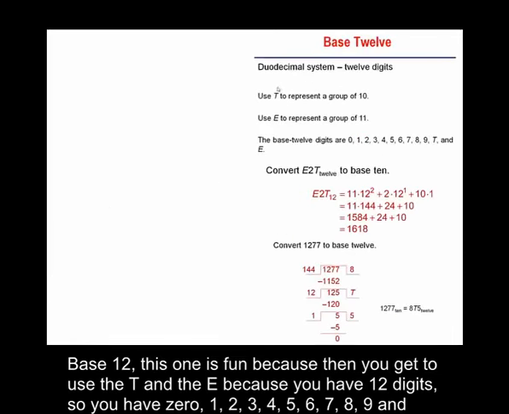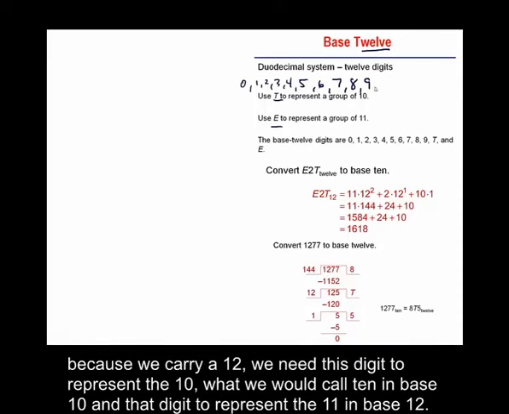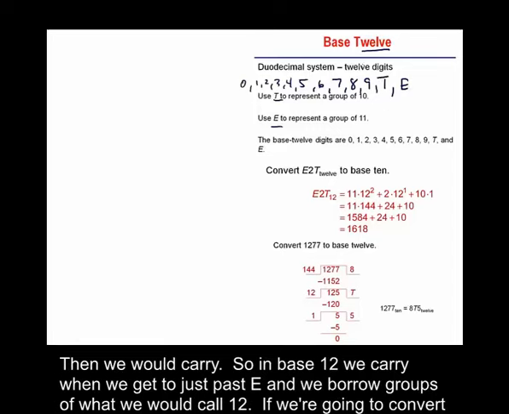Base 12, this one's fun because then you get to use the T and the E because you have 12 digits. So you have 0, 1, 2, 3, 4, 5, 6, 7, 8, 9. And because we carry at 12, we need this digit to represent what we would call 10 in base 10, and that digit to represent the 11 in base 12. And then we would carry. So in base 12, we carry when we get to just past E, and we borrow groups of what we would call 12.